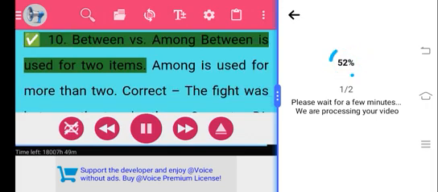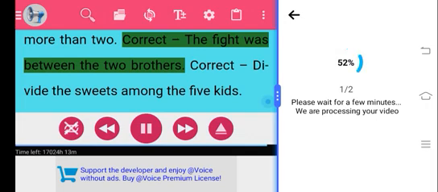Checkmark 10. Between versus among. Between is used for two items. Among is used for more than two. Correct: The fight was between the two brothers. Correct: Divide the sweets among the 5 kids.